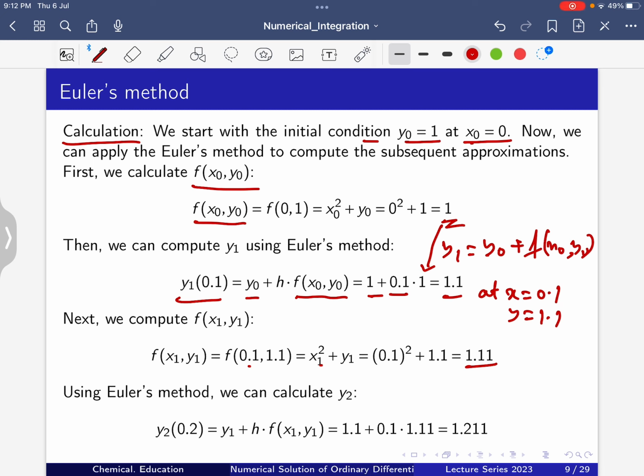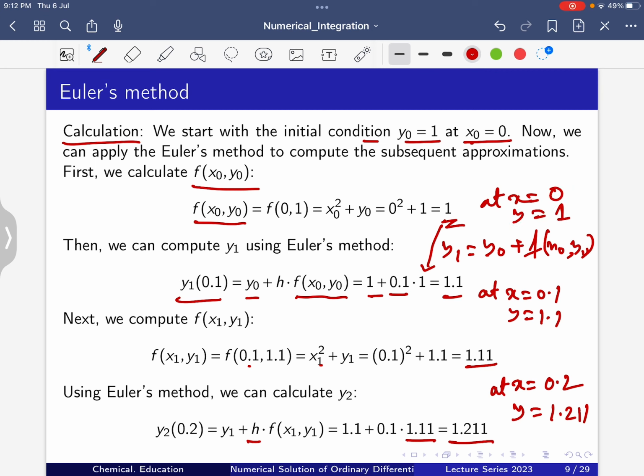Now using Euler method we can calculate y2 at x = 0.2. So y2 = y1 + h f(x1, y1). Here y1 is 1.1, h is 0.1, and f(x1, y1) is 1.11. If we do the calculation, that will be 1.211, meaning at x = 0.2, y will be 1.211, and we already know at x = 0, y is equal to 1.